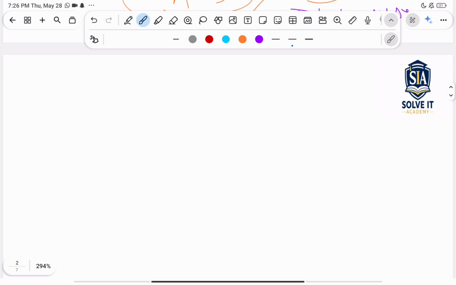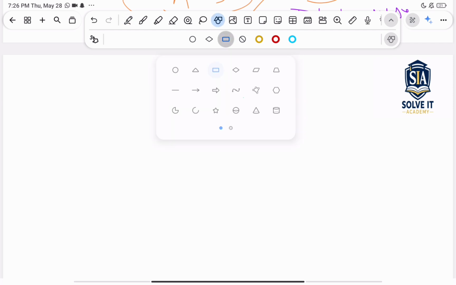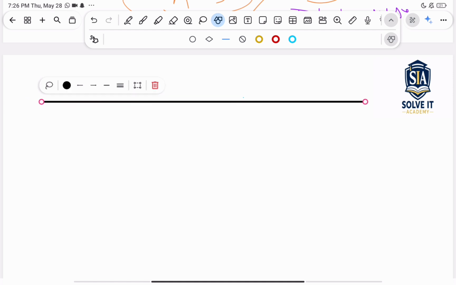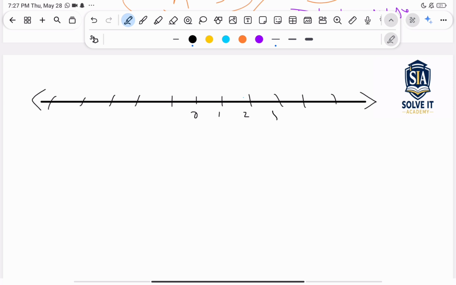Closed intervals and open intervals. See, for example, we have a number line. This is my number line. 0, 1, 2, 3, 4, 5, -1, -2, -3, -4, -5.